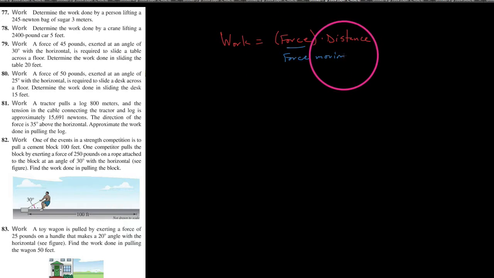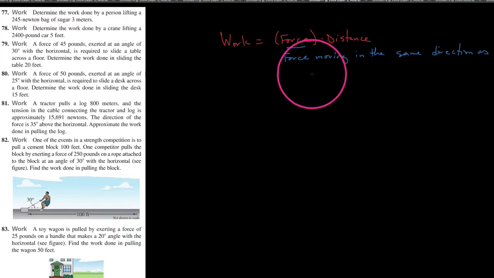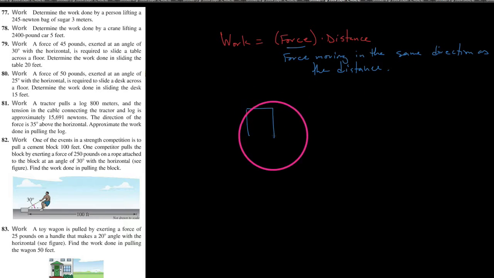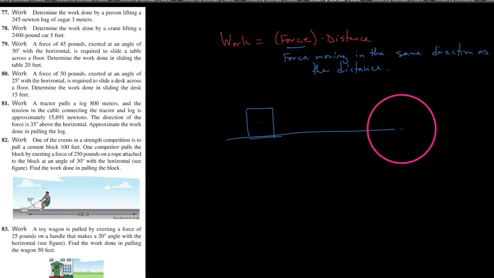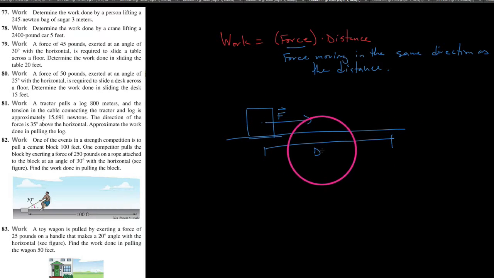moving in the same direction as the distance. So in terms of what we tend to see here, I suppose if we had a mass that was on the ground here and we knew how much force was going in this direction and we knew a distance here, we could just take the product of this distance with this force.